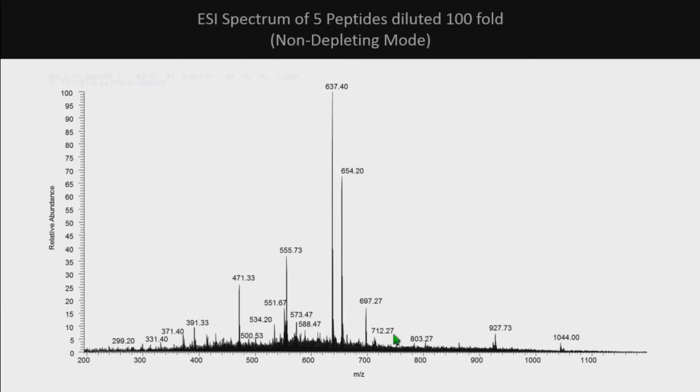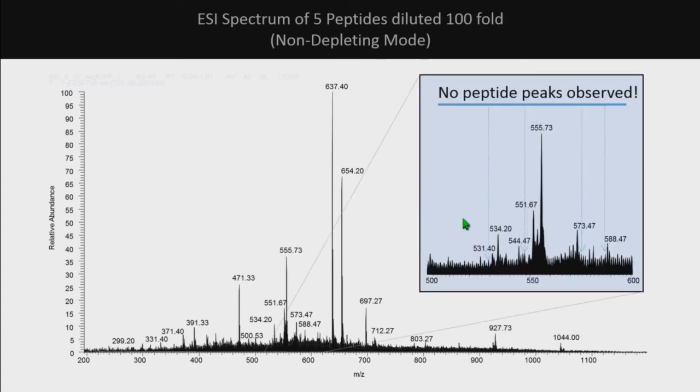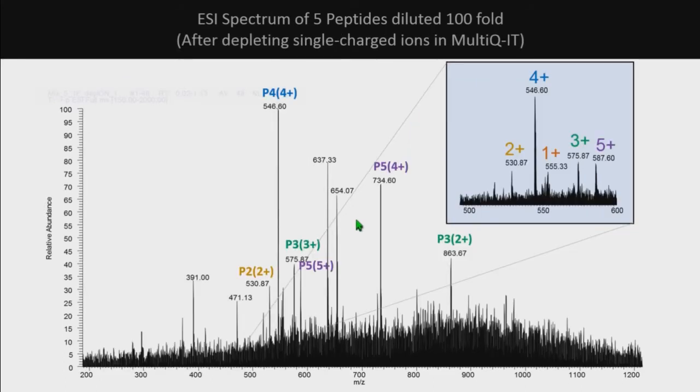So anyway, this mode is very useful, especially when we analyze very small amounts of samples. For example, when we diluted this 5-peptide mixture 100-fold, we couldn't detect peptides, but only prominent peaks that are frequently associated with impurities, frequently formed by clustering of water with methanol and metal ions. But when we set the MultiQ-IT trap to operate in single charge depletion mode, we were able to detect all 5 peptides in the spectrum.